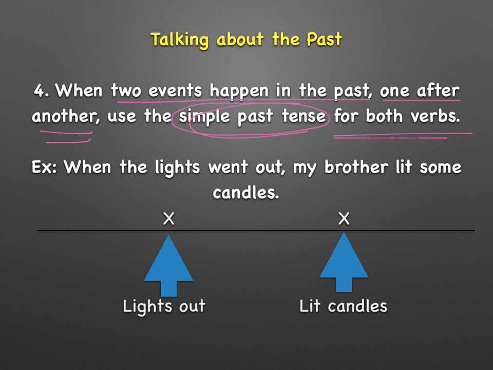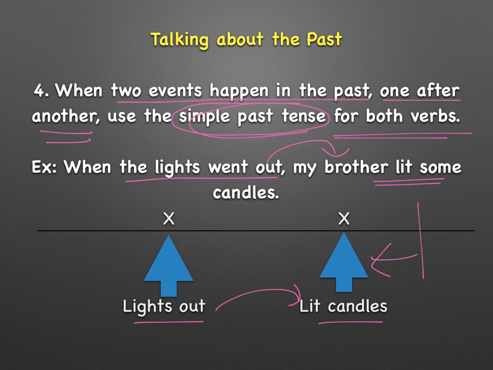When the lights went out, first action, right away my brother lit some candles. So this happened in the past. This happened, my brother did this. Both happened in the past, so that's why both verbs are in the simple past.